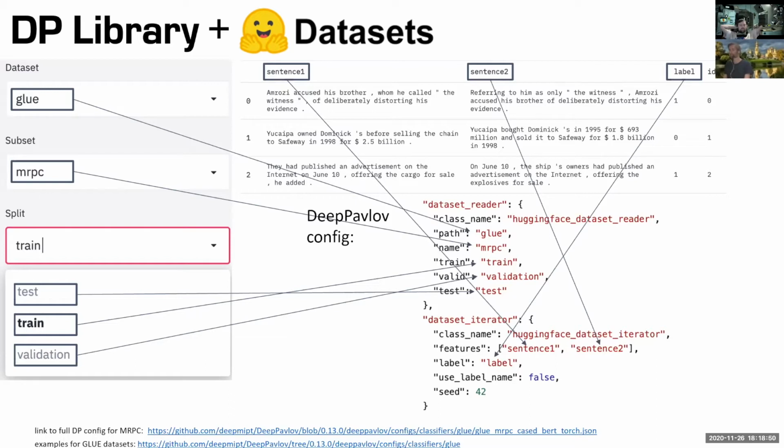Dataset iterator extracts features and labels from the data sample. In this case, we take sentence 1 and sentence 2 as features and say that we use the field named label as our labels. Basically, that's all you have to do in DeepPavlov to integrate Hugging Face datasets. We have more examples for Glue benchmark datasets by the link at the bottom of this slide. And yeah, that is it. Thank you.